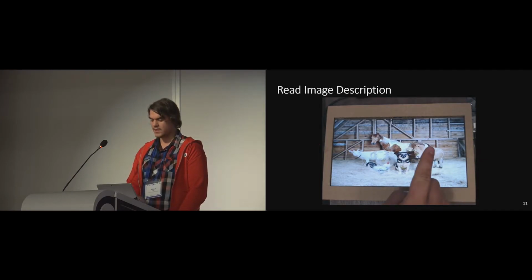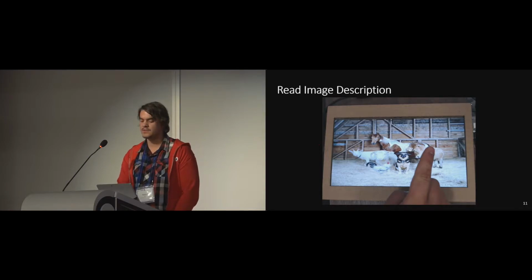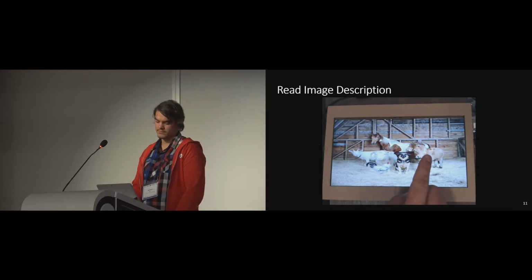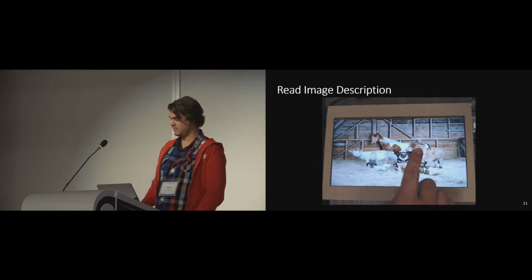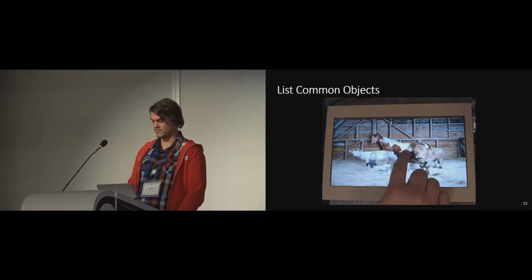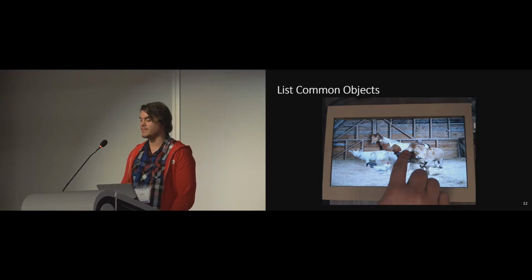Animals are posing. So the user can perform a single tap to hear a detailed description. Inside of a barn, there is a dog in the center, a cow on the right. On the other side, there is a chicken towards the front with a sheep directly behind it. The user can double tap the image to get a list of the common objects.